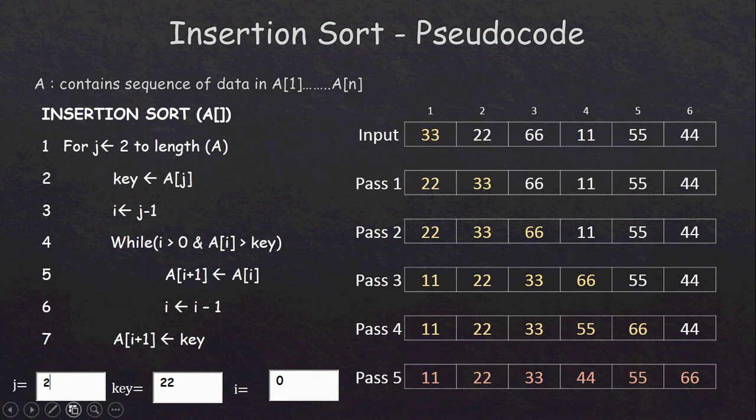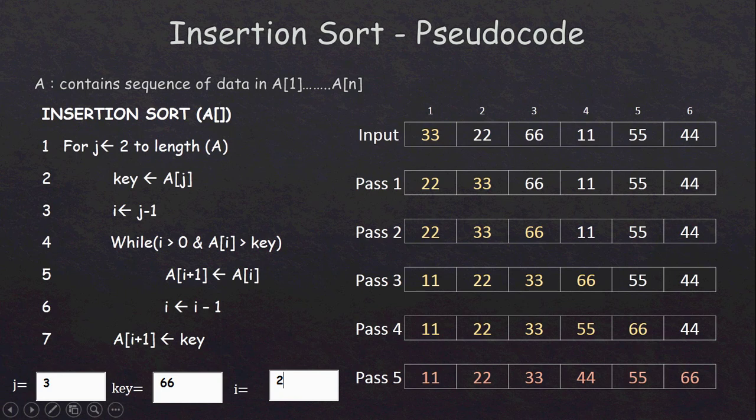What's the value of j now? j becomes 3, key becomes A of 3, and A of 3 is 66. i equal to j minus 1, that is 2. So 2 is greater than 0. What is A of i? A of i is A of 2. 33 is greater than 66 is false. So this while loop doesn't execute, and these two statements will not execute. So in place of A of i plus 1, that is in place of A of 3, I am storing key. So in the third position 66 is stored. That means that position is retained.